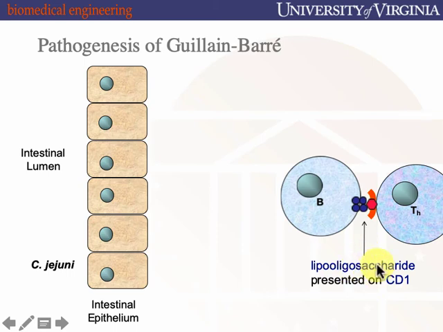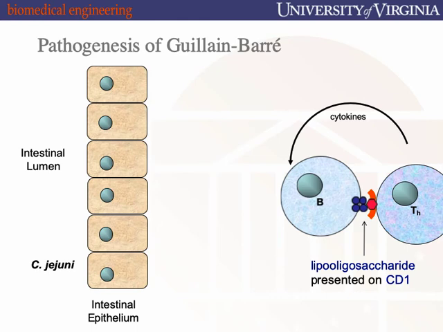Lipooligosaccharide, so this is a lipid sugar moiety on CD1. You have a subclass, I mentioned this earlier to a question. You have subclasses of these T cells. In this case, you have what's known as a CD1 restricted TH cell. So these are only going to express CD1, the cognate receptor that'll recognize CD1. Okay, and as a consequence, it's going to do what TH cells do. It's going to make all those cytokines, right? It's going to positively feed back into that B cell, right?